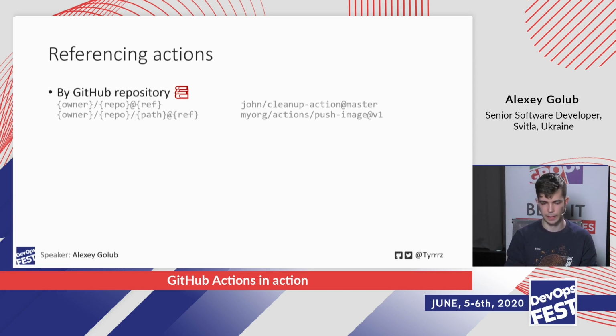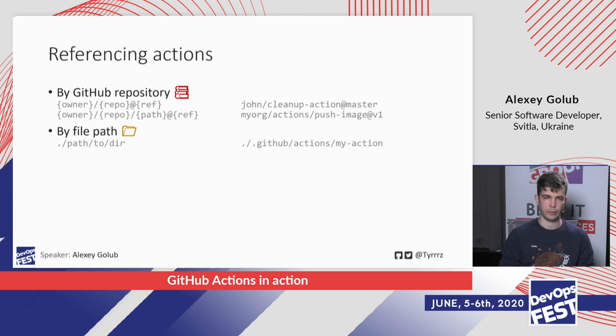So the format is the same, you just add / and then the path to the directory which contains the action. The other way you can reference actions is by file path. So actions don't have to be in separate repositories. You can have them in the same repository, which is also somewhat common if you have many workflows in one repository that use the same action, but that action is not used across any other repository. So you can just put it in the same repository and reference it using a relative file path.